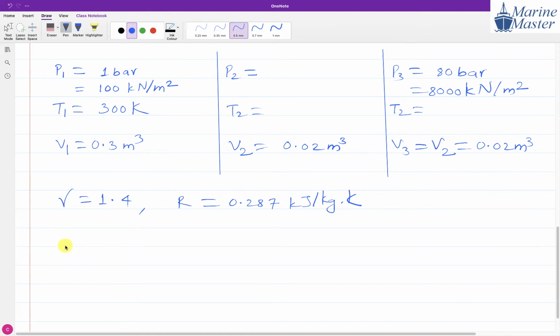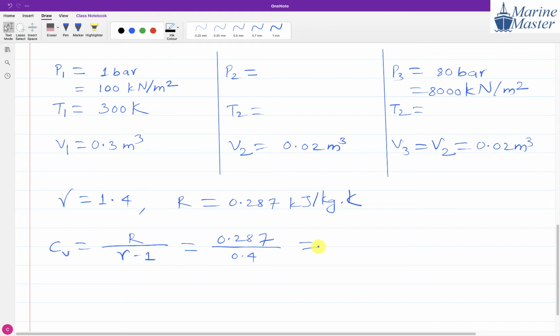So what is the Cp, and what is the Cv? Instead of Cp, we will calculate Cv first. We should have all four properties, Cp, Cv, R and gamma. So Cv is equal to R upon gamma minus 1. R is 0.287. Gamma minus 1 is 1.4 minus 1, which is 0.4. So if you do the calculation, what will we get?